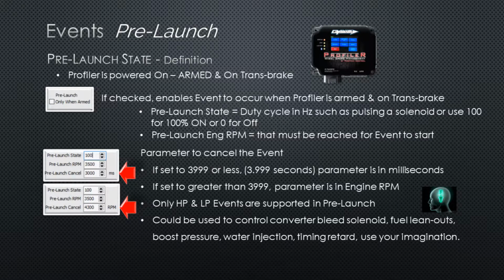Parameter to cancel the event, in other words the pre-launch cancel, you'll see at the bottom of the window. This one's a little bit harder to understand, the way it's programmed. If the entry in the window is set to 3999 or less, the parameter is in milliseconds. You'll notice there's an MS to the right of that box. 3999 in milliseconds is 3.999 seconds.